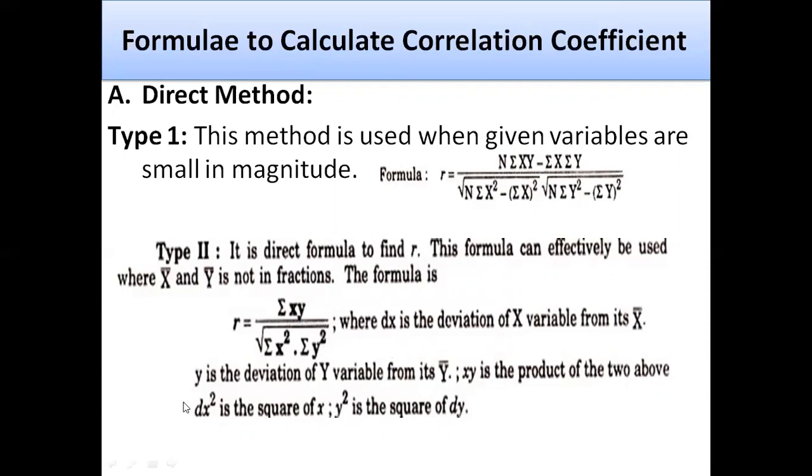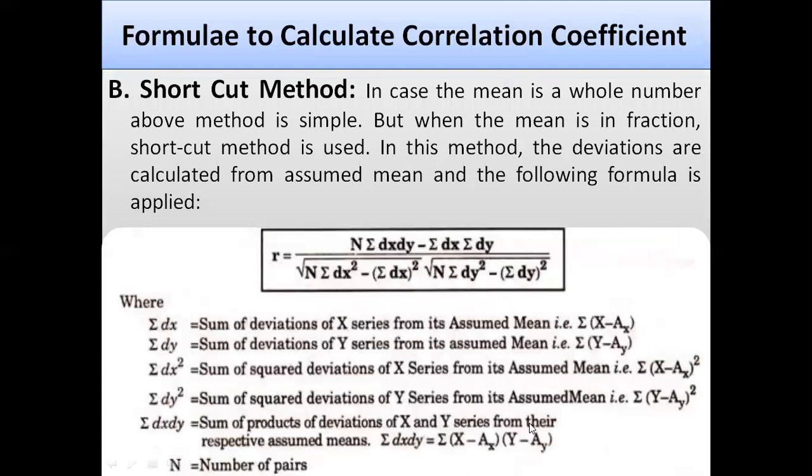These are the various acronyms, and their meanings are given in this particular slide. Now the second formula, which is the shortcut method.